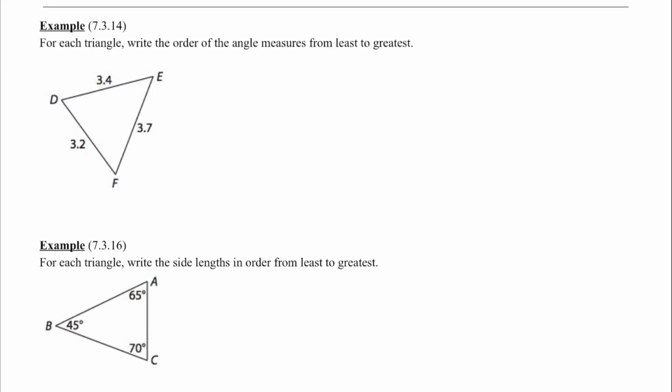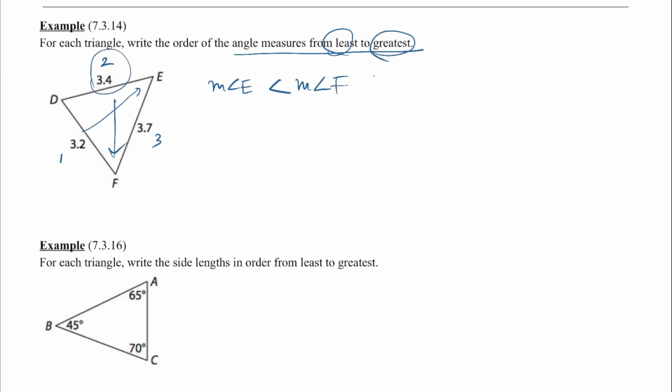We have to write stuff in the order of the angle measure from the least to the greatest. And we remember that if the side length is shorter, the angle is smaller. So let's do it from the smallest to the largest. This is the smallest one. The medium is 2. The largest is 3. What is the opposite of that? Measure of angle E has to be less than, opposite of the second one, angle F, less than the largest one, angle D.